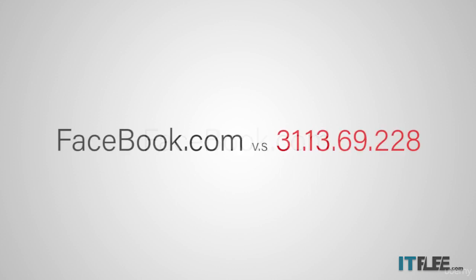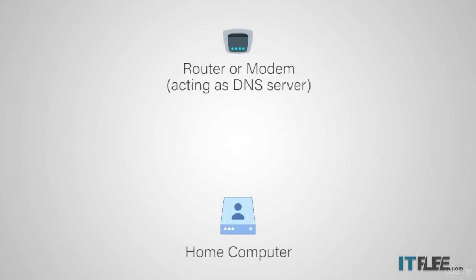DNS allows you to enter a website like Facebook.com instead of entering an IP address directly into your web browser. Obviously, Facebook.com is much easier to remember than 31.13.69.228. Imagine if you had to memorize the IP address of every single website you wanted to visit. It would be rather difficult. When you open your web browser and type in a website address like itflea.com, your computer asks your modem or router to translate that website into an IP address.